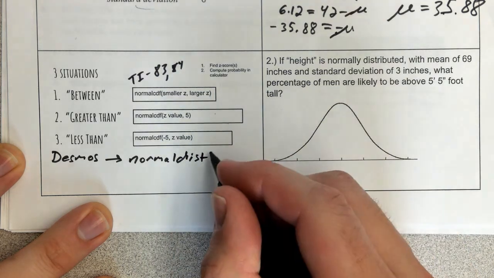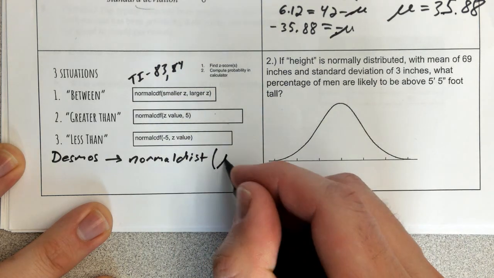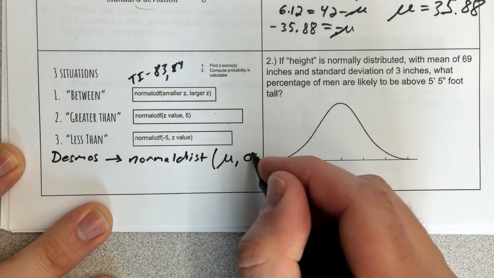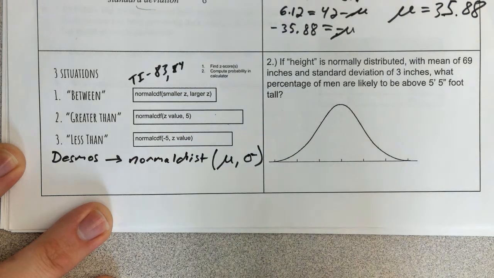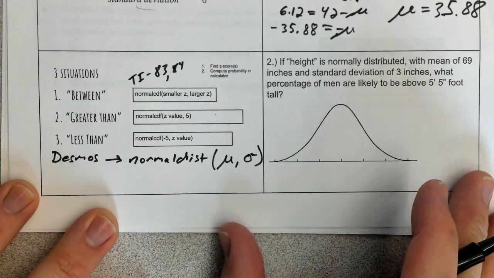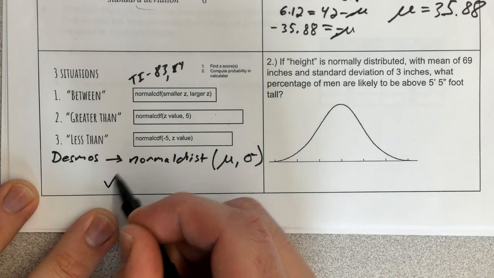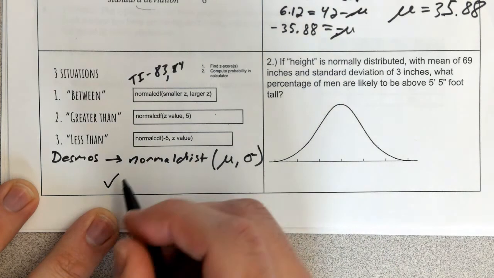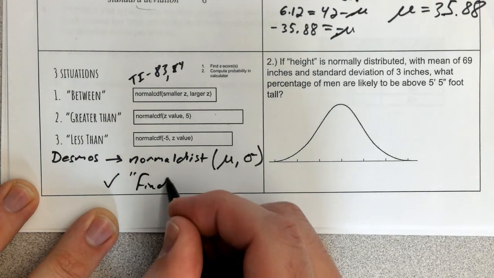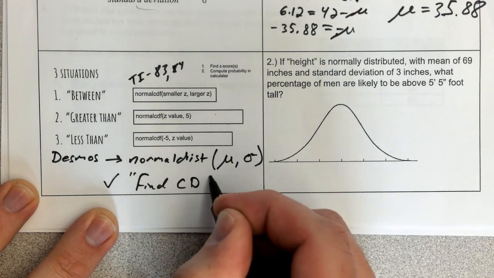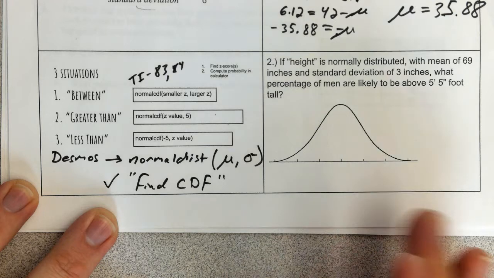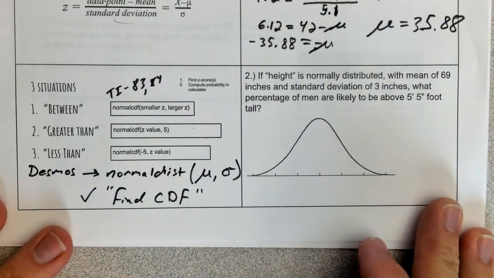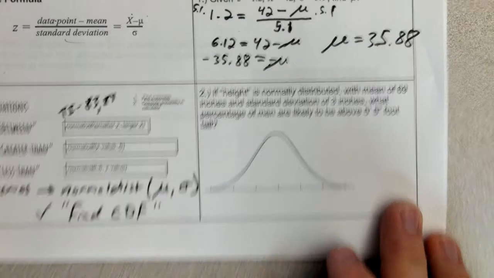dist, and then you put in the mean and the standard deviation, just like that. And then you want to check, there'll be a checkbox, I'll show you in a second, find CDF. All right? I'll show you what all of that looks like here in a second. So let's apply this to a problem here.